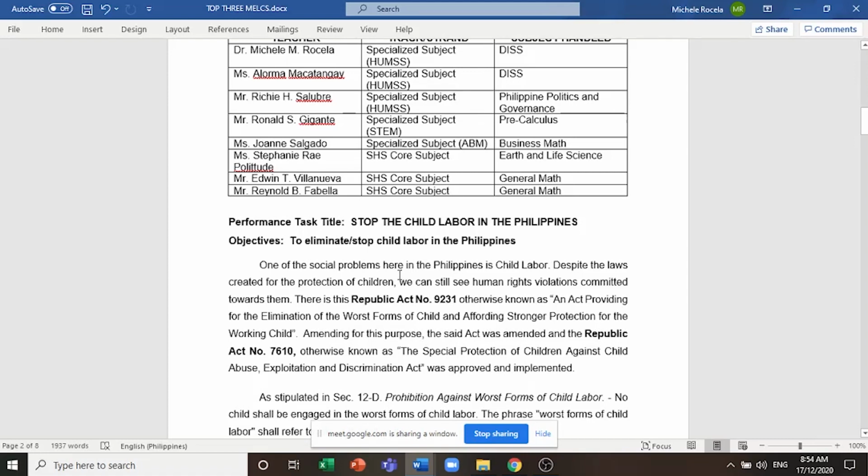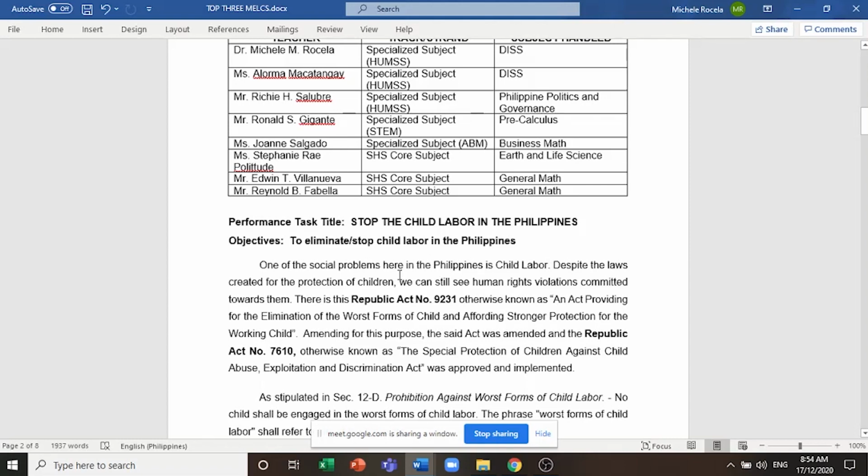What are the child labor practices being considered in the country? And of course, you try to relate them with the existing laws in the Philippines. And of course, the students could also have the rubrics that will be used in assessing the said script or assessing the said performance task.